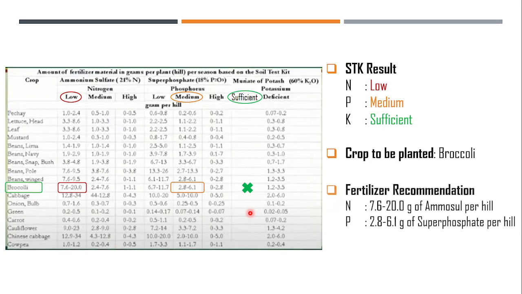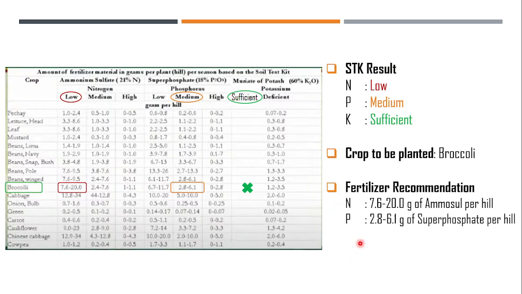Kaya yung fertilizer recommendation natin for this specific soil and crop is 7.6 to 20 grams of ammonium sulfate per hill and 2.8 to 6.1 grams of superphosphate per hill. Okay, so that is how you use the STK as a basis for fertilizer recommendation.